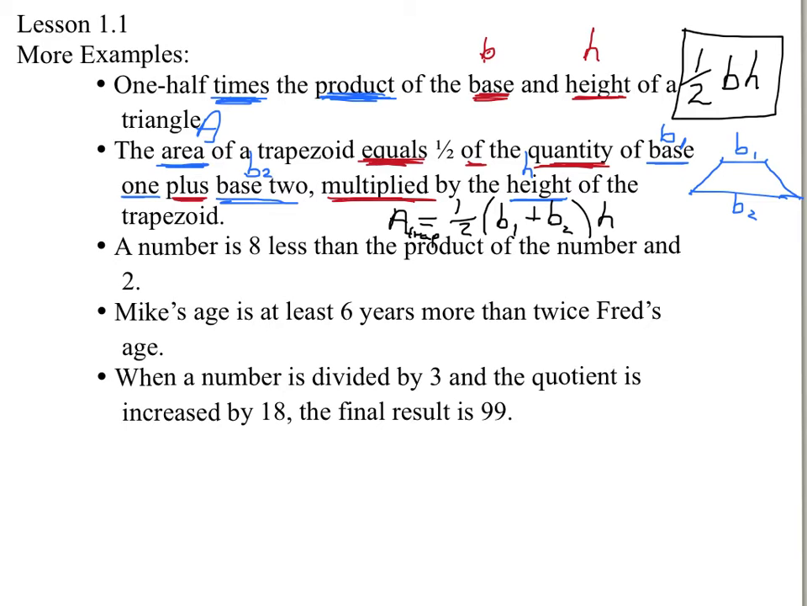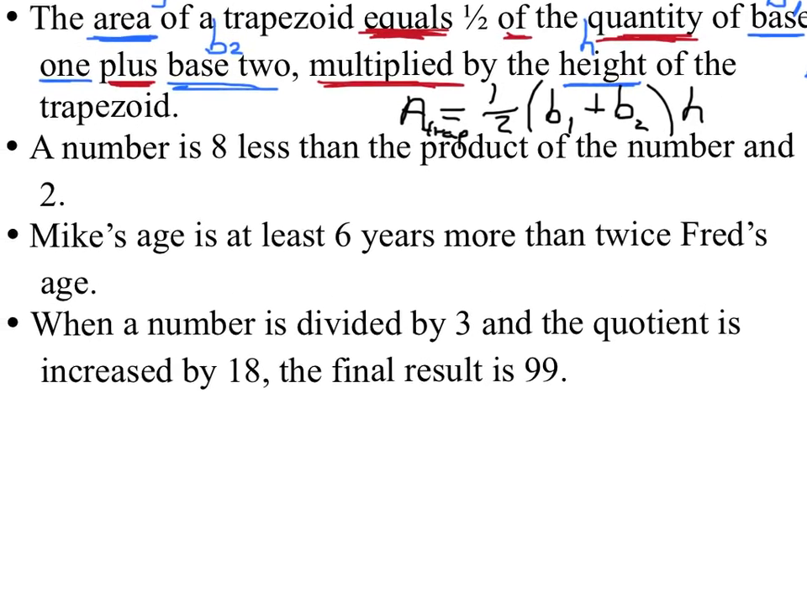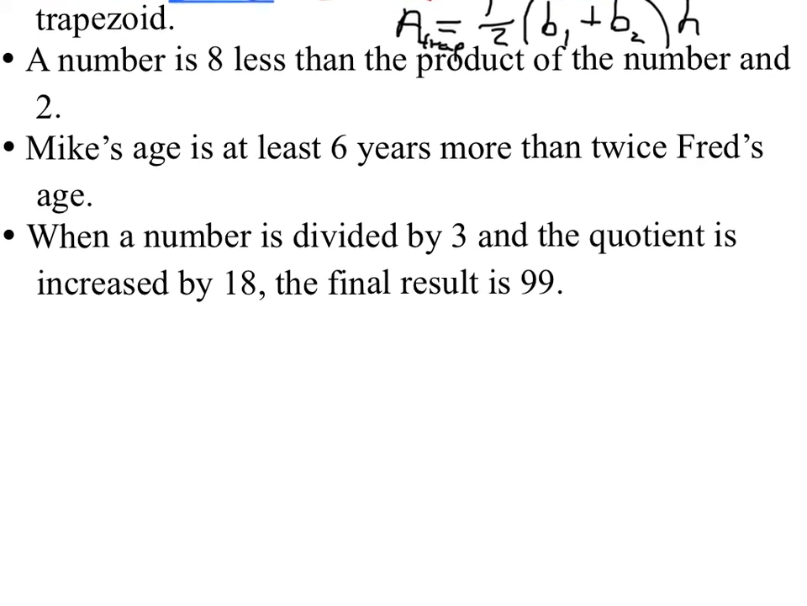A number is 8 less. Hold on, I'm going to zoom in just a little bit here. Let's see if I can get a little more space. All right. A number is 8 less than the product of a number and 2. So, we got a number. We'll call that n.